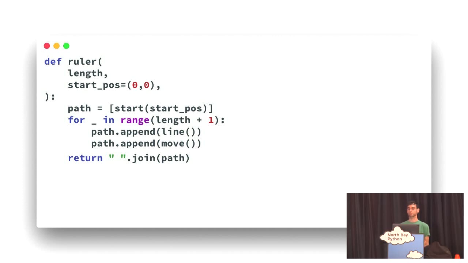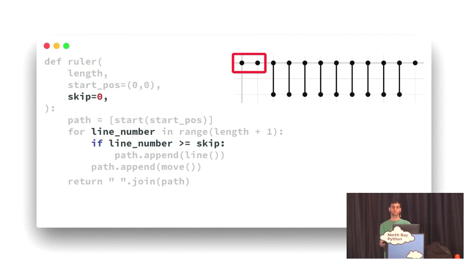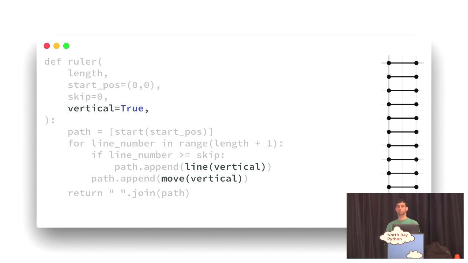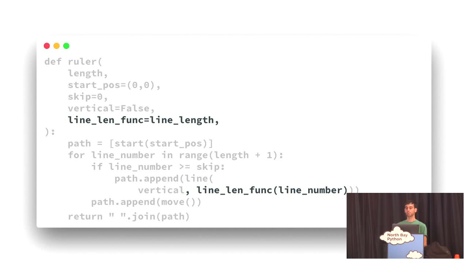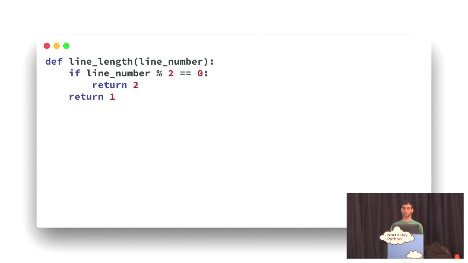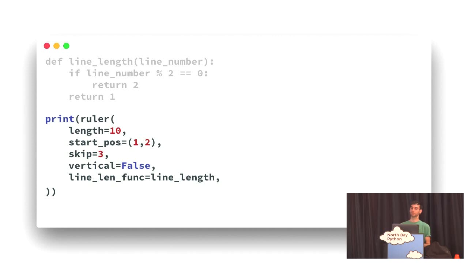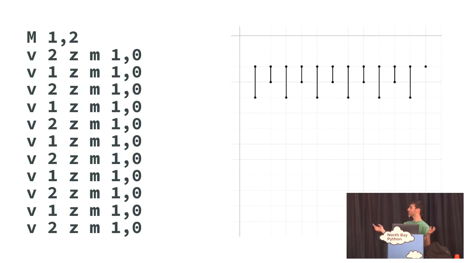Now we can generalize this code to do things like skip some starting values with an if statement, add another variable to change which direction the lines are to be drawn in, or change the line function to allow for a number to determine the length. And so if I define that function to make the lines be longer when they're even, I can then print the output of my function, which gives me a path of a ruler.